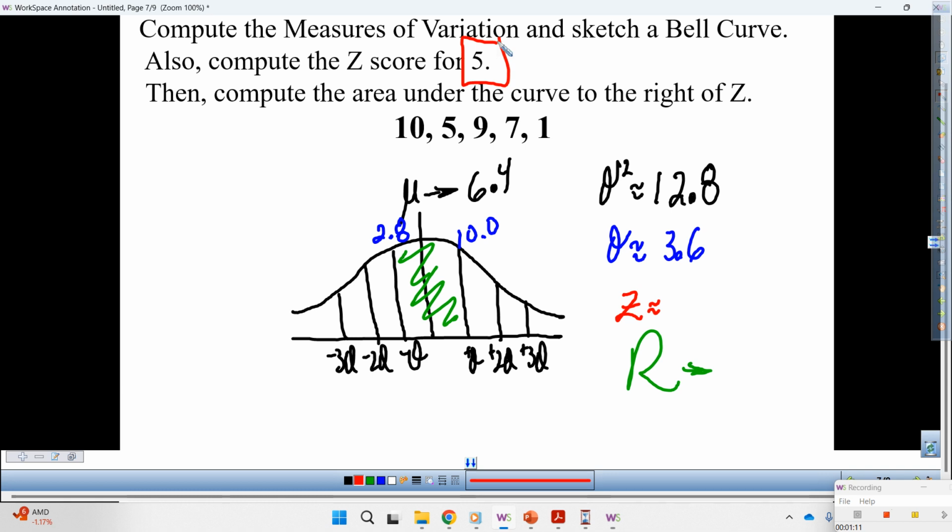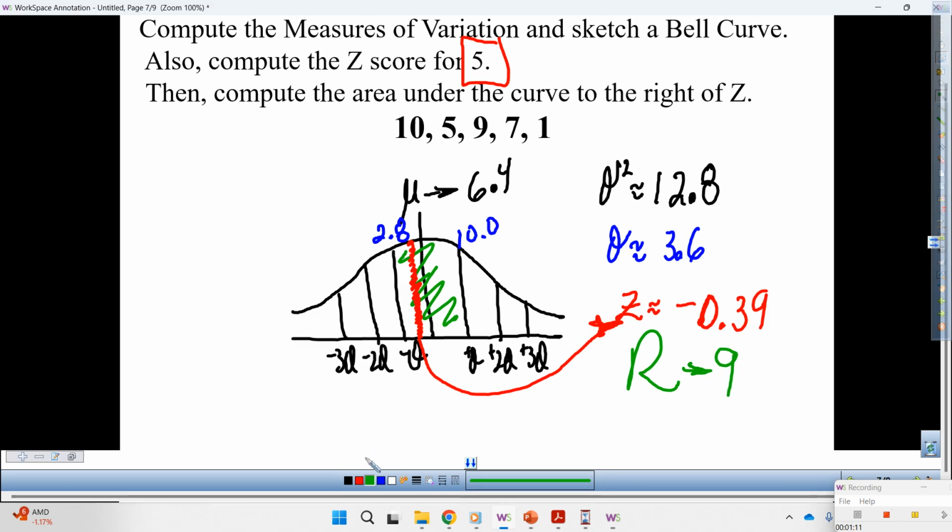Cole, what'd you get for the z-score for 5? Negative 0.39. All right, so negative 0.39 is about right here. And if you got something like that, good. And the range, what's the range? That's 9. All right.